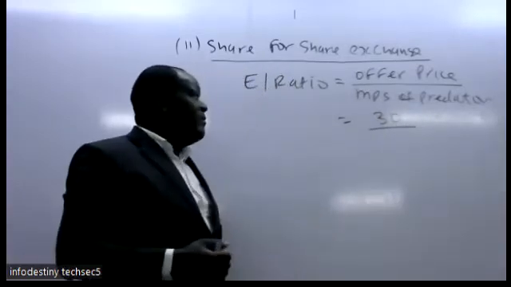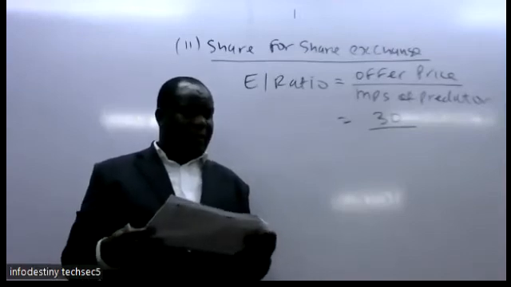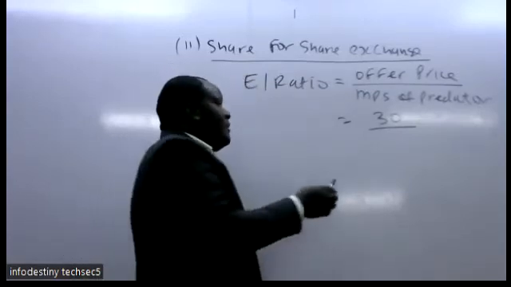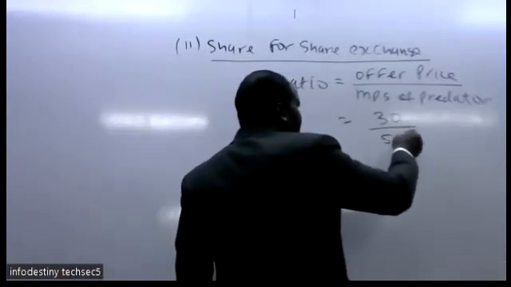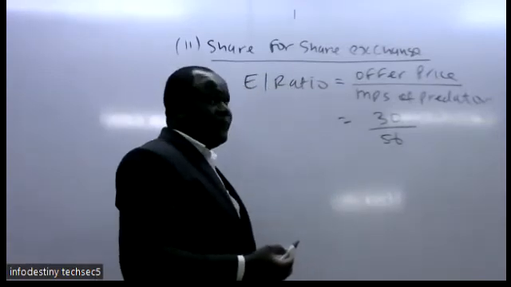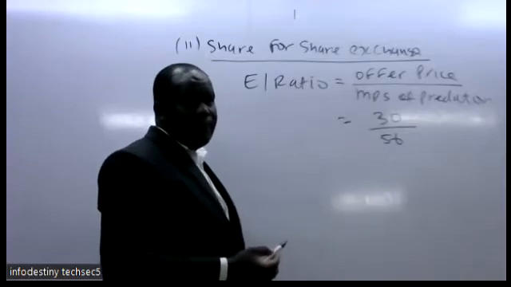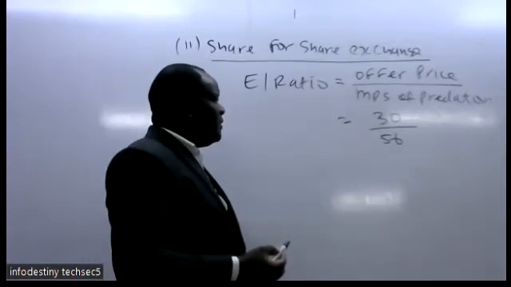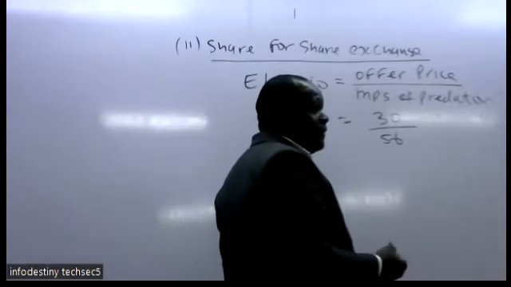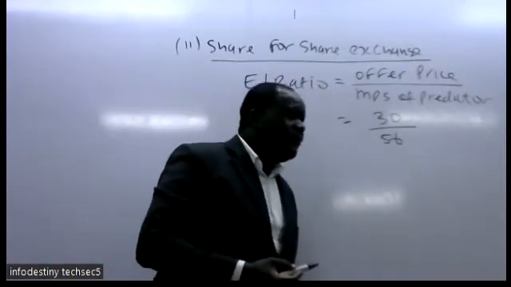So we divide by the market price per share of the predator. We calculated in Roman letter 1, we got 56. So divide by 56. Let's see what you come up with. It should be 0. It has so many decimal points. So if it has so many decimal points, remember what you have to do.